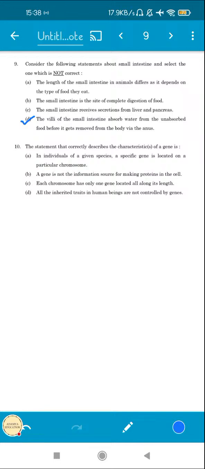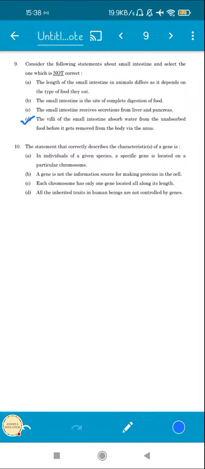Next, a gene is not the information source for making proteins in the cell. This is not correct. A gene will encode certain proteins which is actually representing in the form of some characteristics. Like for example, if we have blue eyes, that is because that particular protein which codes for blue eyes has been produced by our gene.